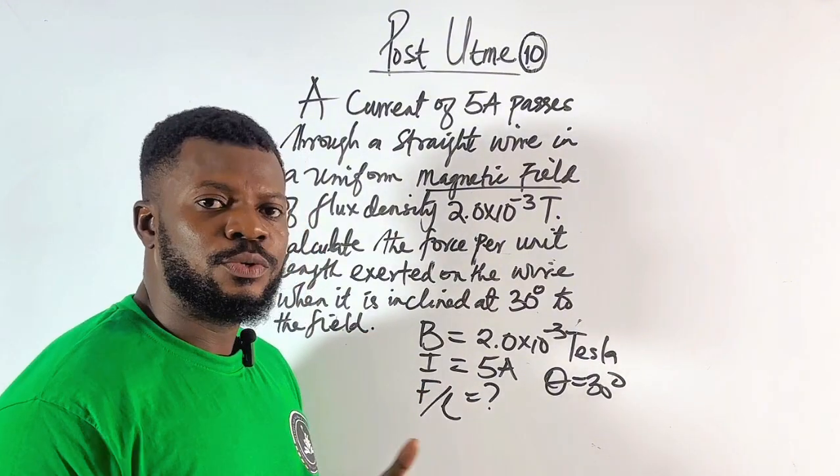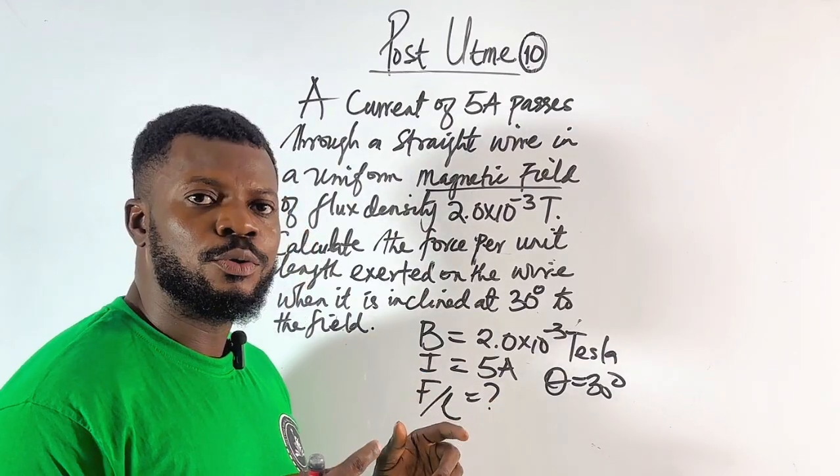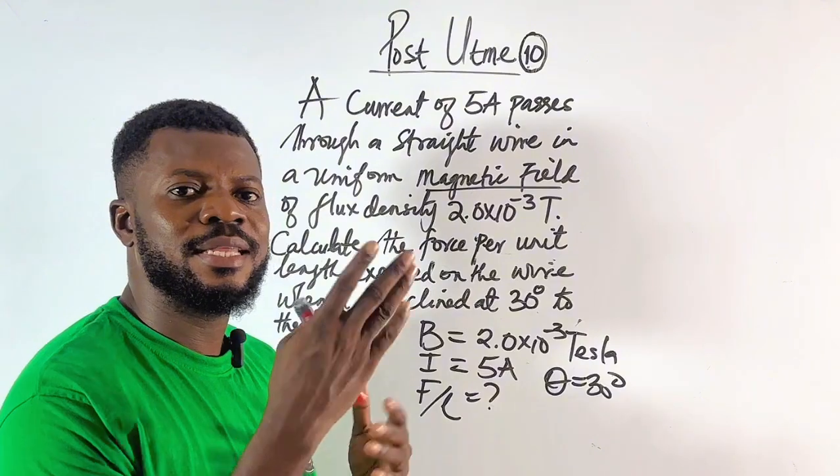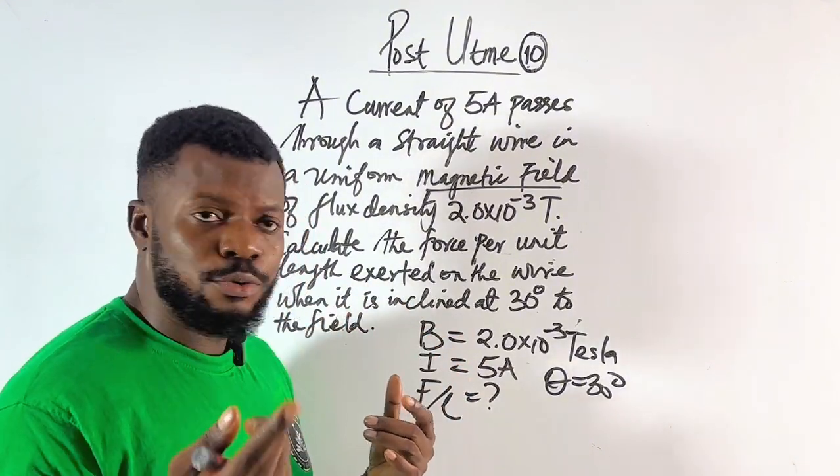You go come check sine 90. What if it's sine 90? It will give you information. What if you get the angle to be in the opposite direction or in the same direction with the motion? You go know about Fleming's left hand rule, right hand.